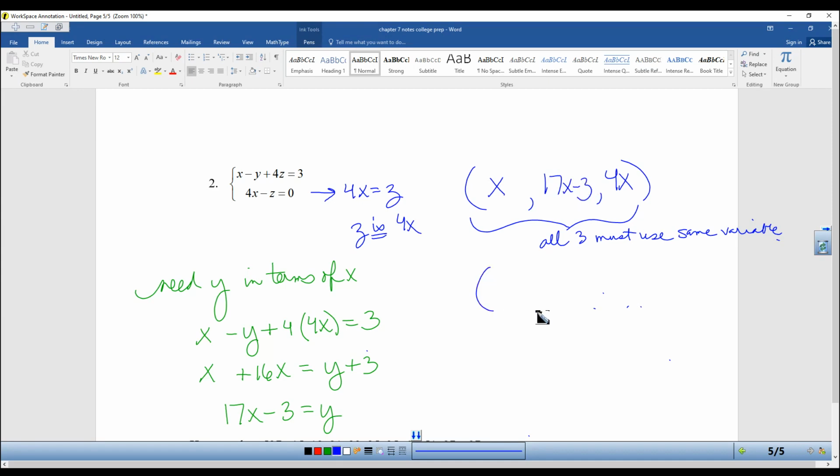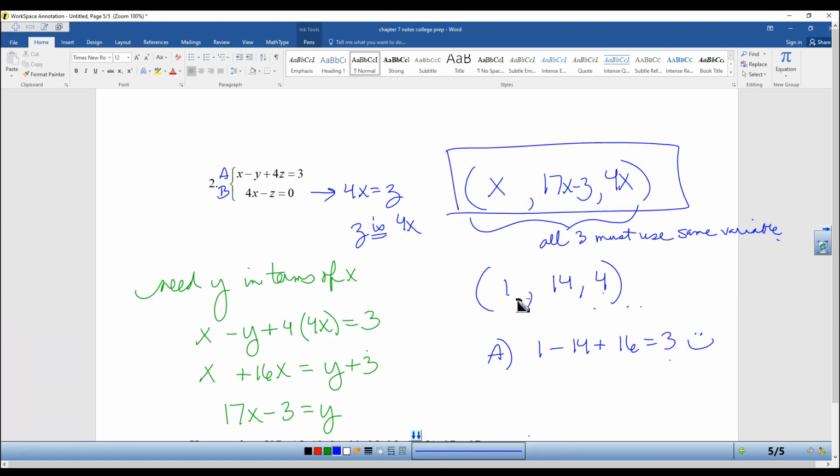So what's an example of an answer? 1, 14, 4. If I tried that combination in here, it would work. So if I call this A and B, if I put that in equation A, 1 minus 14 plus 16 should be 3. And is it 17? Yep. So now I know my ordered triple is correct because I checked a point and it worked.